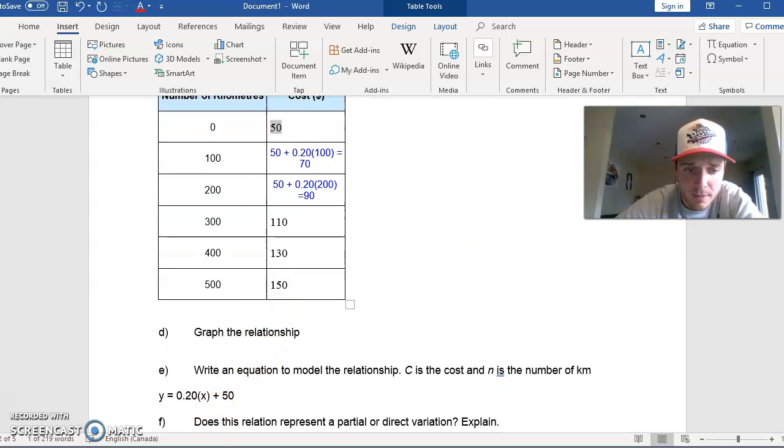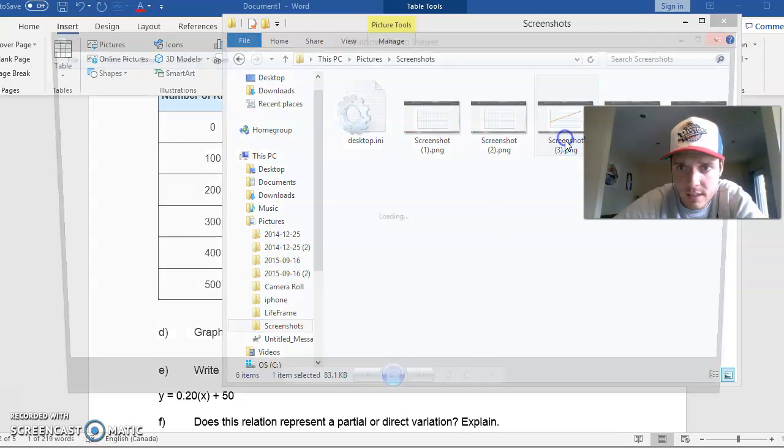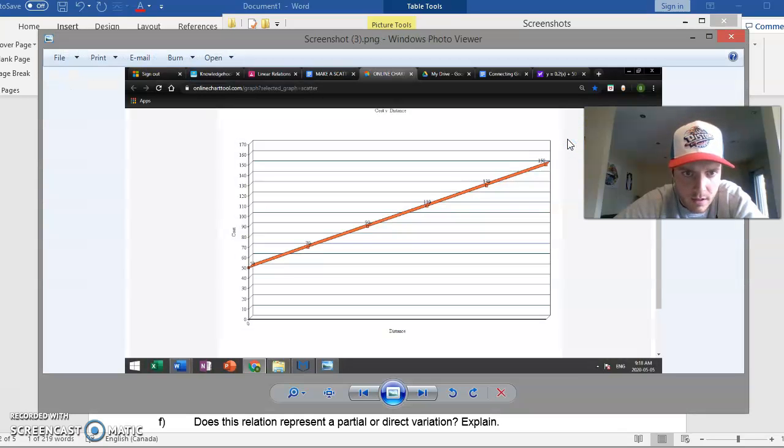Graphing that relationship, I did one for you right here. Let's take a look. It starts at 50, right? Because that's what we have to spend no matter what. We've driven 0 kilometers, but we still pay $50 to rent the car. Then every 100 kilometers you drive, it goes up $20. Up 20. Up 20. Up 20. Up 20. Up 20. That's what that graph would look like.